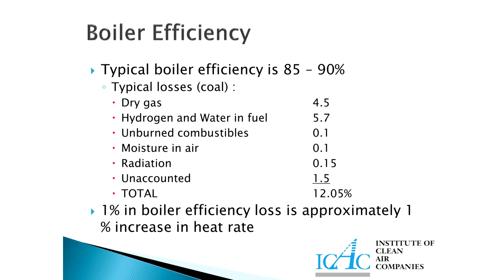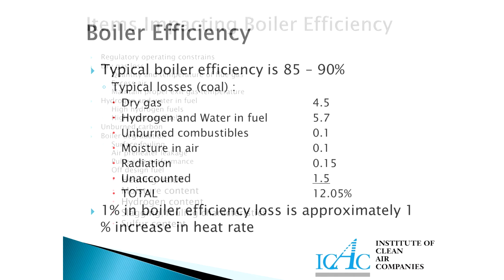Or if you have a fuel that has a lot of moisture. For example, PRB coal has 25, 30% moisture versus bituminous coal that has 10% moisture. So there's no, as my mother said, there's no free lunch in this world. Moisture in the air, radiation losses, these are basically losses from the boiler, and then unaccounted losses, these are the losses that we original equipment manufacturers keep in our pocket, okay?